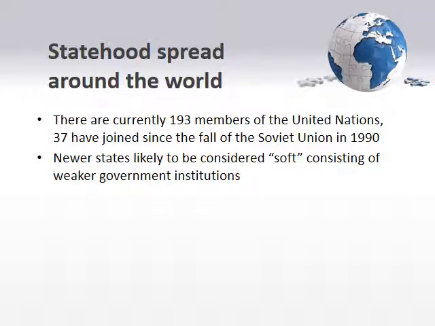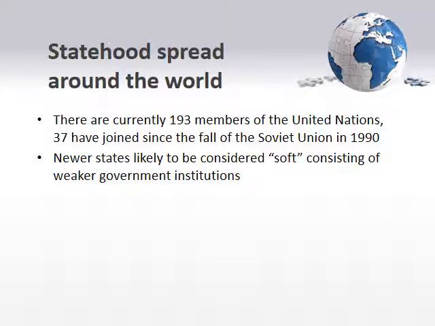Currently, there are 193 members of the United Nations, and 37 have joined since the fall of the Soviet Union in 1990. So that was the last major wave where we saw a great deal of state creation. There's also several states that are not official members of the United Nations, but have many of the characteristics of an independent state. So, it really depends on what your definition of a state is to get to that precise number of how many there are in the world.